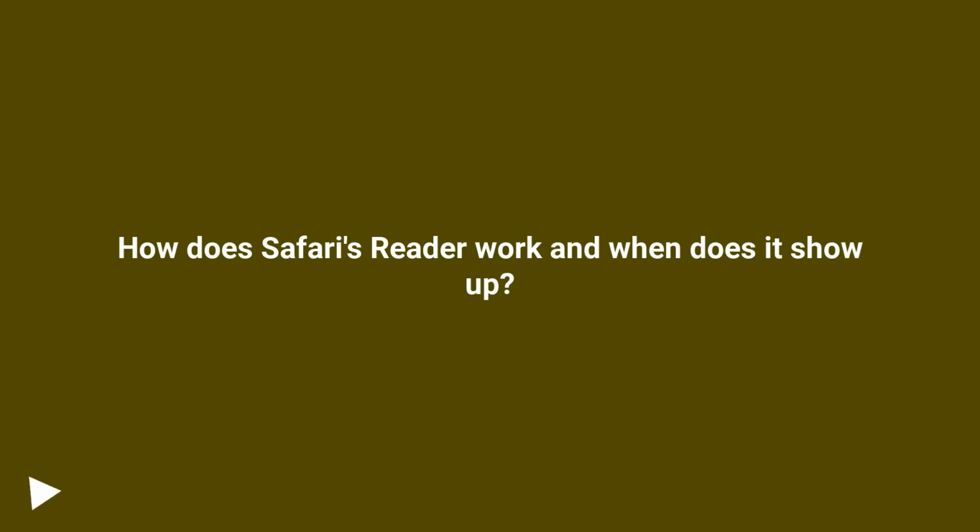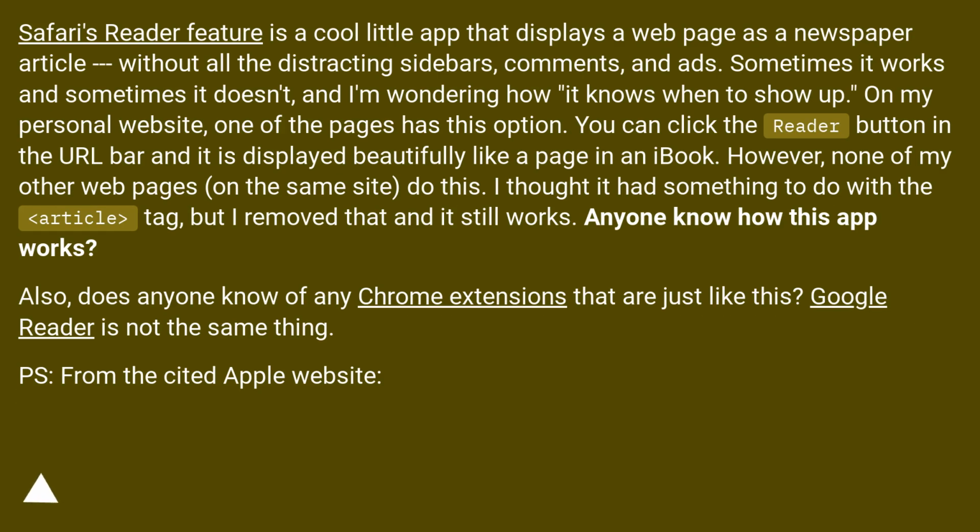How does Safari's reader work and when does it show up? Safari's reader feature is a cool little app that displays a web page as a newspaper article without all the distracting sidebars, comments, and ads. Sometimes it works and sometimes it doesn't, and I'm wondering how it knows when to show up.